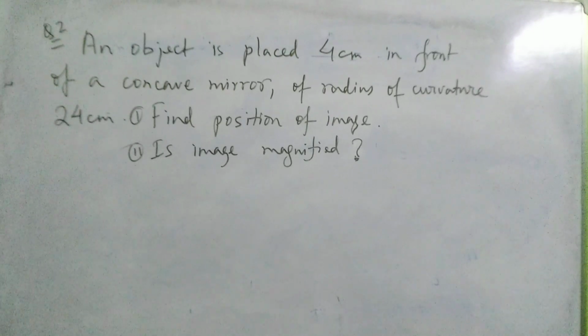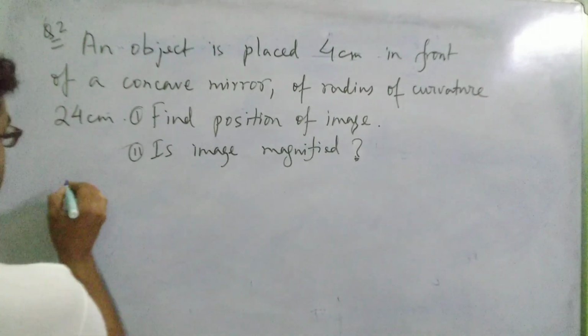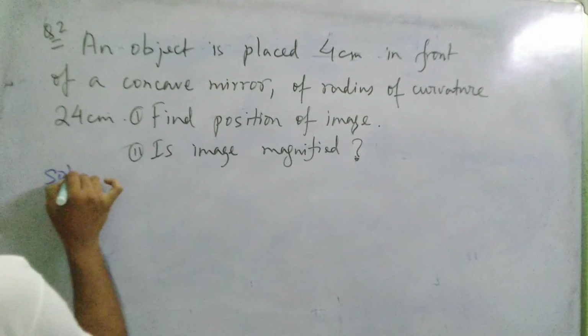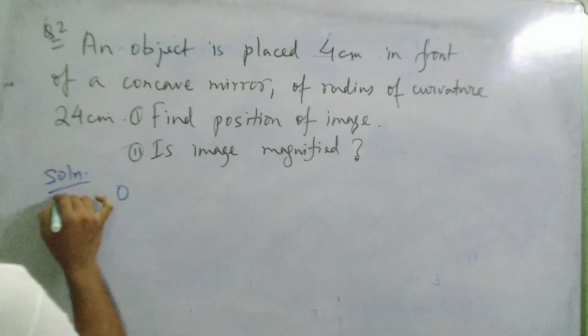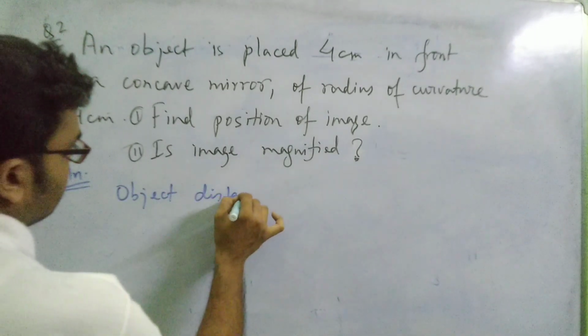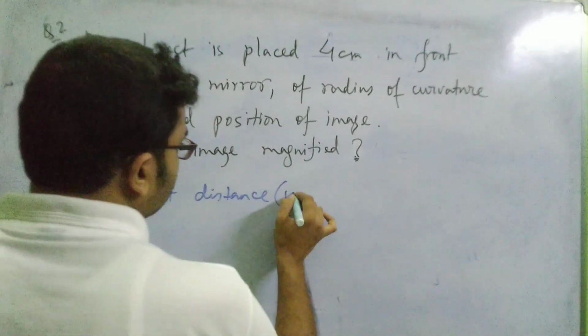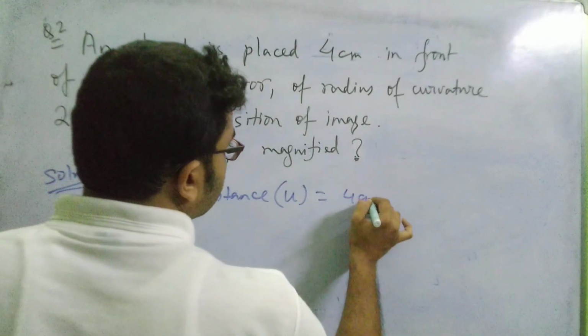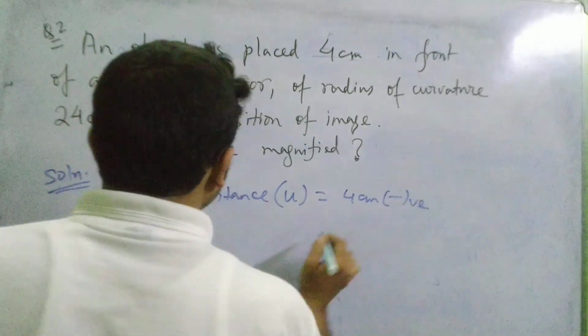So first of all, the first thing is you have to write down the given things. What are the given things here? Object is placed 4 cm in front of the concave mirror. So object distance has been given, denoted by letter u, is given as 4 cm, is always negative. So write the negative sign here.